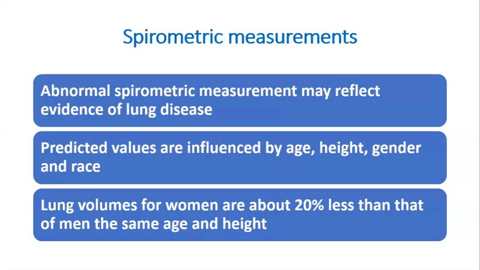So for spirometric measurements, abnormal measurements may reflect evidence of lung disease. The predicted values to which you are going to compare your measurements are influenced by age, height, gender, and race. And you also should be aware that lung volumes for females are about 20% less than that of men the same age and height. All right? So you need to be aware of that.